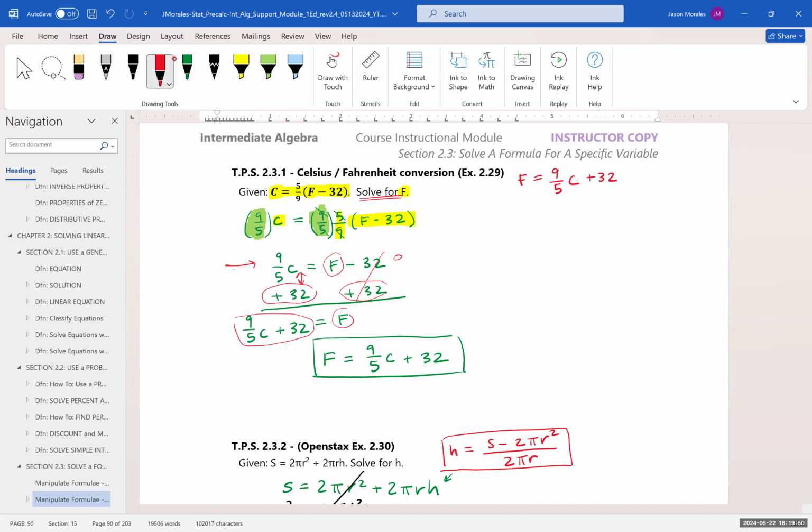So we've kind of accomplished our goal, but typically the convention is we want the unknown on the left-hand side and everything else that's known on the right-hand side, just because we read from left to right, and we kind of want to know what we're solving for, the value that we're trying to get, and that's Fahrenheit. So we just write it in this format.